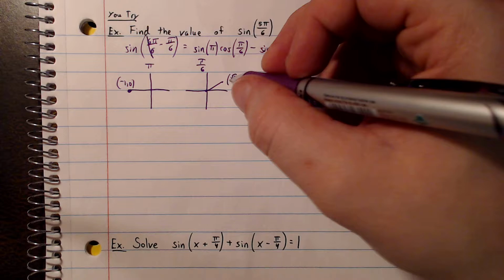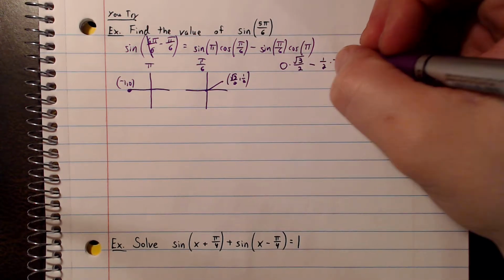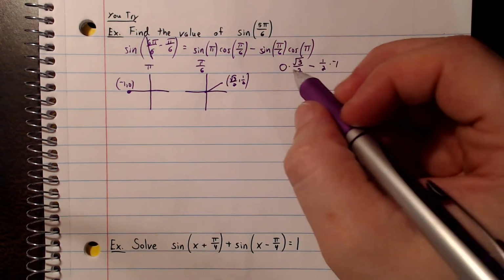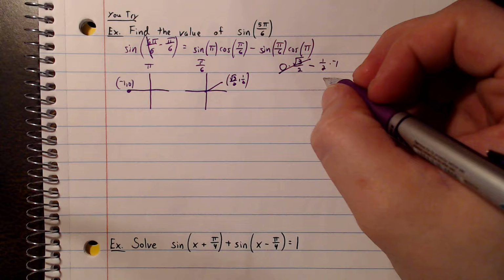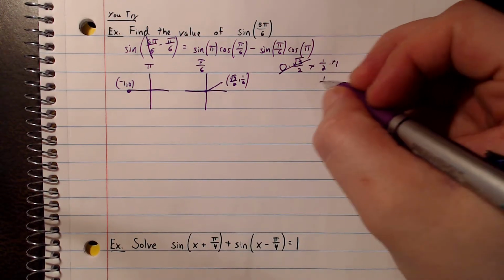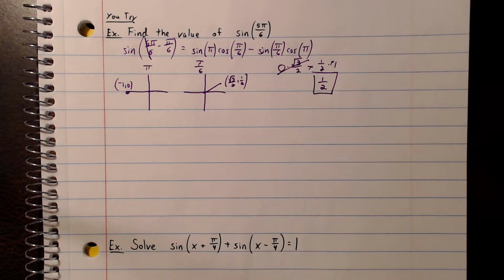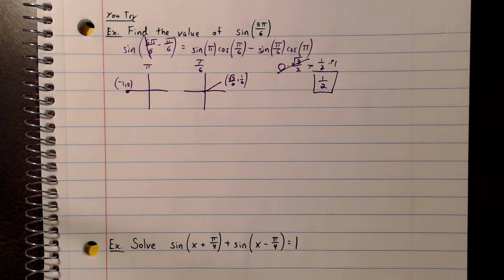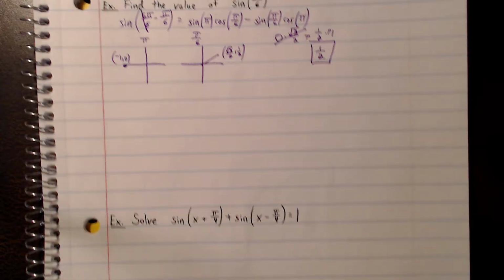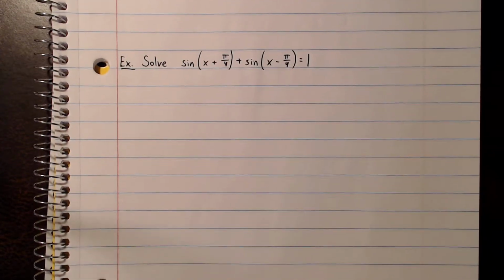Let's see, 1/2 for sine, and negative 1 for cosine. 0 times anything eliminates, negative times negative, those are going to eliminate as well, and we get 1/2 for our solution. That was also one that appeared on the unit circle itself, so you could have checked your work and seen that 5 pi over 6 was there as 1/2.